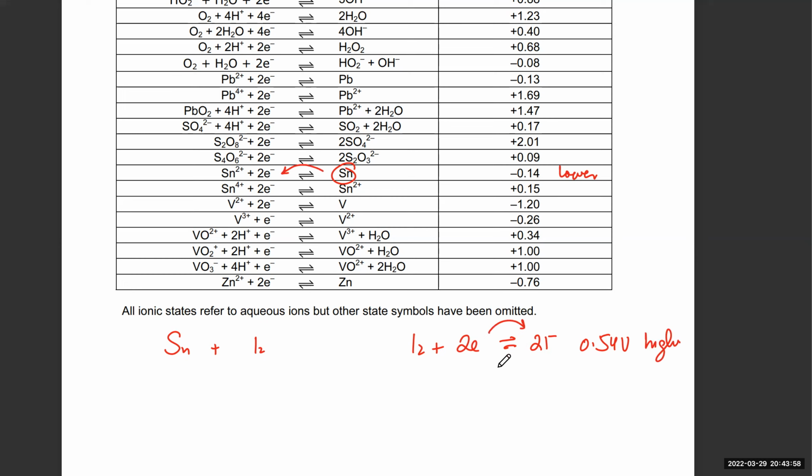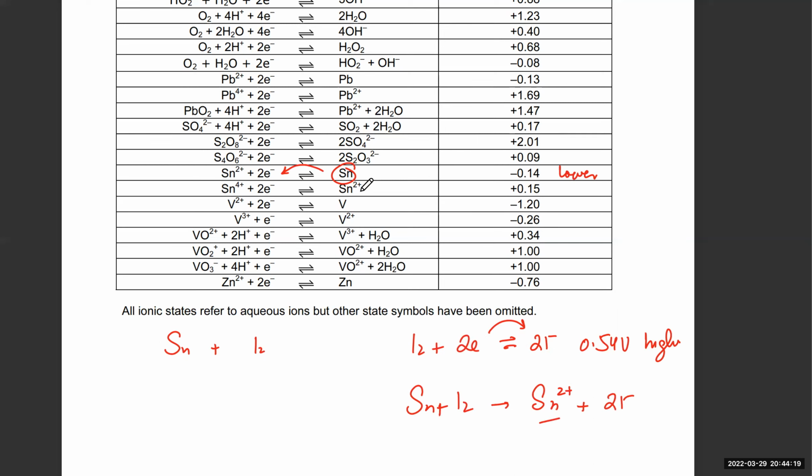The first reaction would be tin, that's the reactant, and iodine react. And when they react, tin 2+ is formed. In the first one, tin 2+ is formed, and iodine gains electrons to form 2I -1.